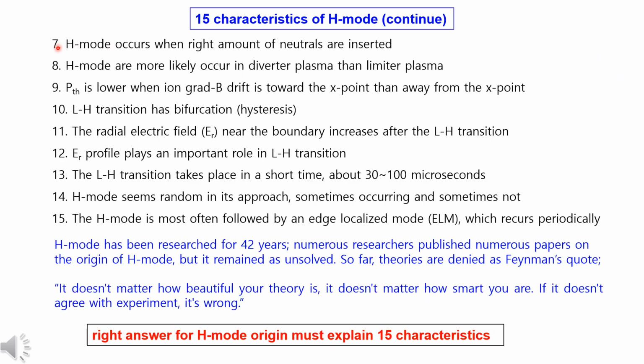H mode occurs when the right amount of neutral atoms are inserted. H mode is more likely to occur in divertor plasma than limiter plasma. The power threshold is lower when the ion grad B drift is toward the X point than away from the X point. LH transition has bifurcation and hysteresis. The radial electric field near the boundary increases after the LH transition. The Er profile plays an important role in LH transition.